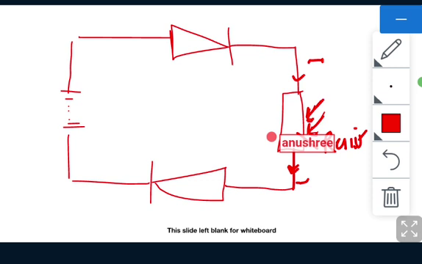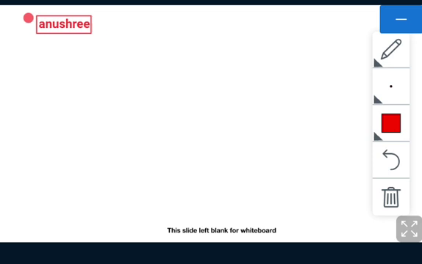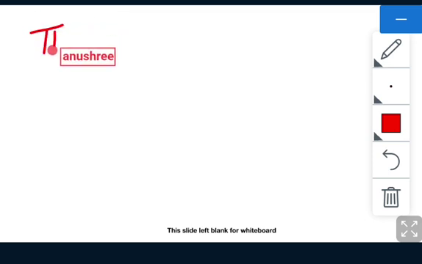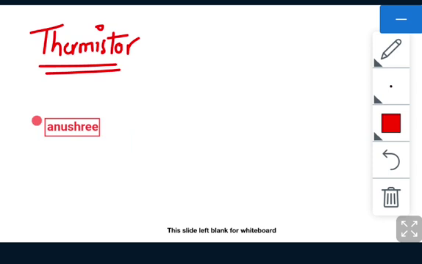The other thing was whether we can also go over thermistors. Yes, okay. So thermistor, I think it's changing resistance depending on temperature. Yes.